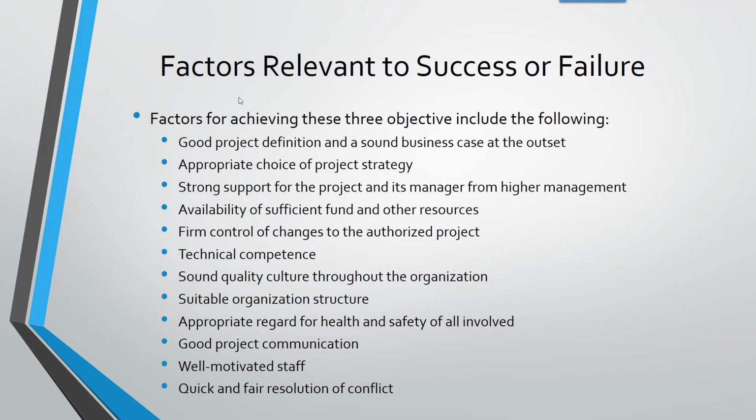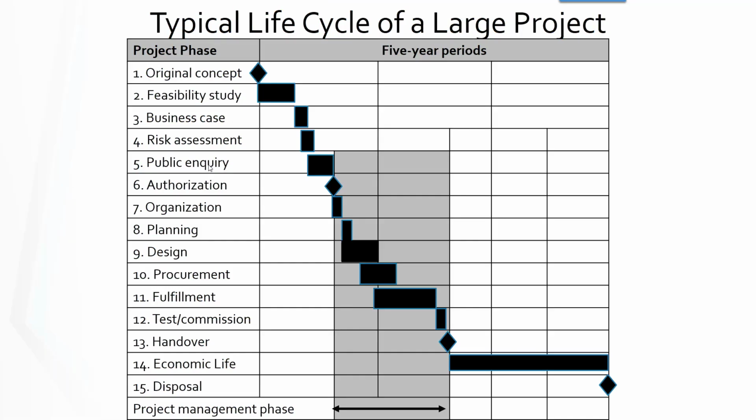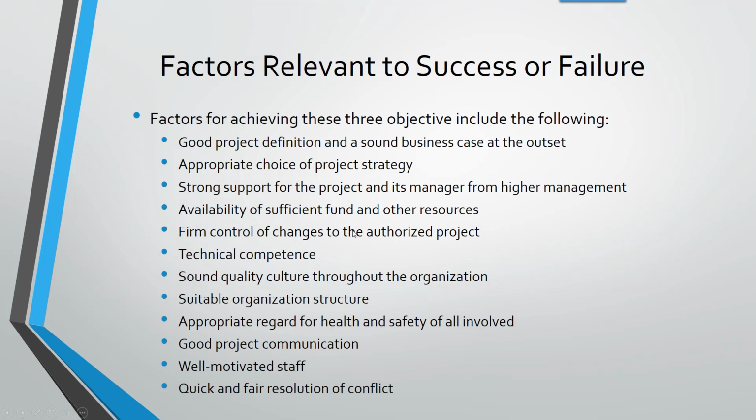Technical competence, sound quality culture throughout the organization, suitable organization structure, appropriate regard for health and safety, right? Good project communication, well-motivated staff, and quick and fair resolution of conflict. Those are all sub-points to whether or not something was a success, because you could have had the first three and then everybody in the company is just really unhappy. So yes, that project succeeded, but what underlying failures happened because of other factors.